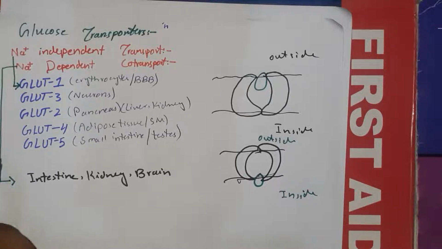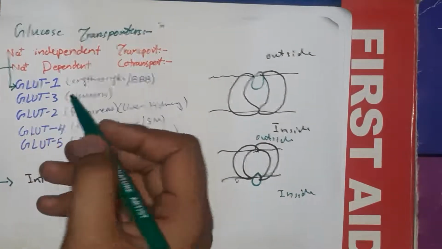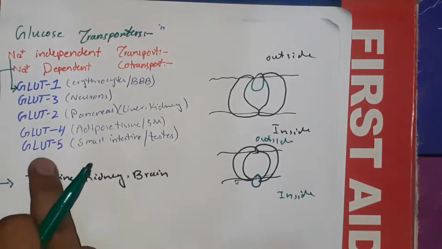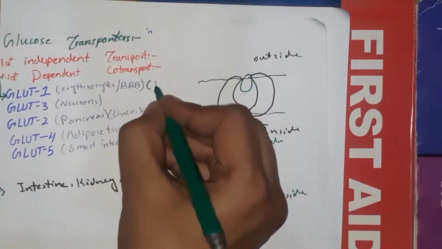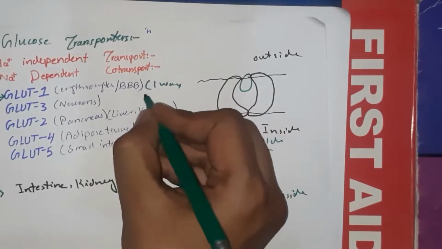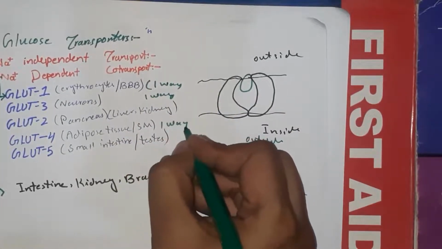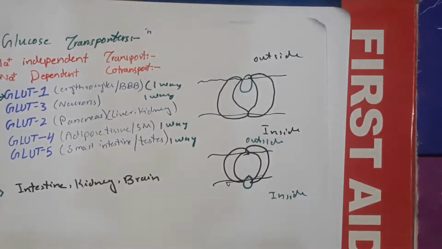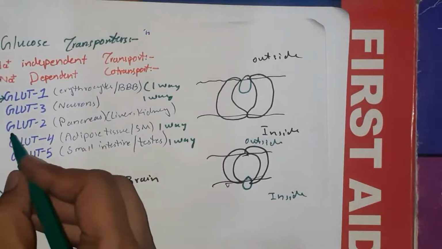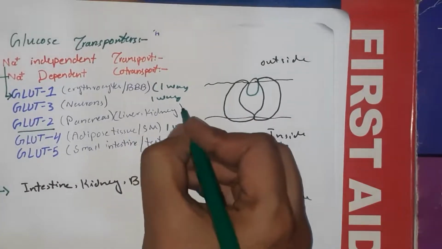So when we talk about these transporters, GLUT1, GLUT3, GLUT4, GLUT5, these are one-way transporters. It means that they allow transport of glucose in one direction, from outside to inside the cell only. While the GLUT2, which is present in pancreas, liver, and kidney, is a two-way transporter.